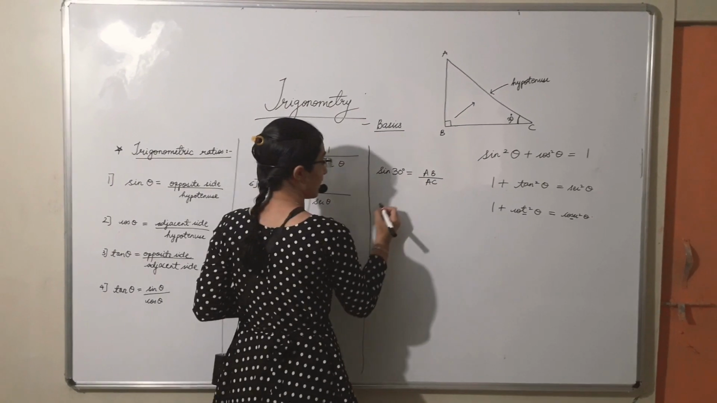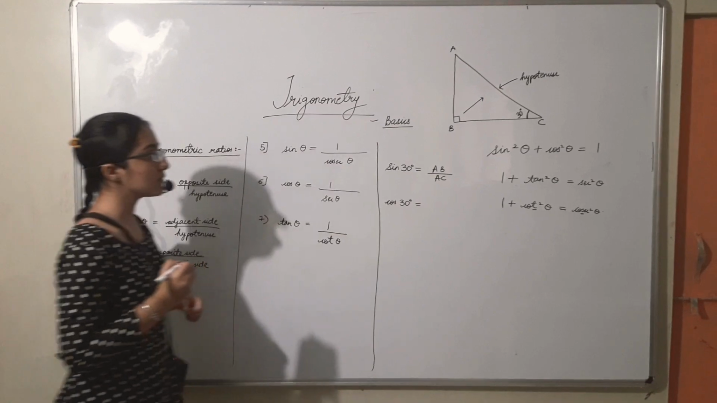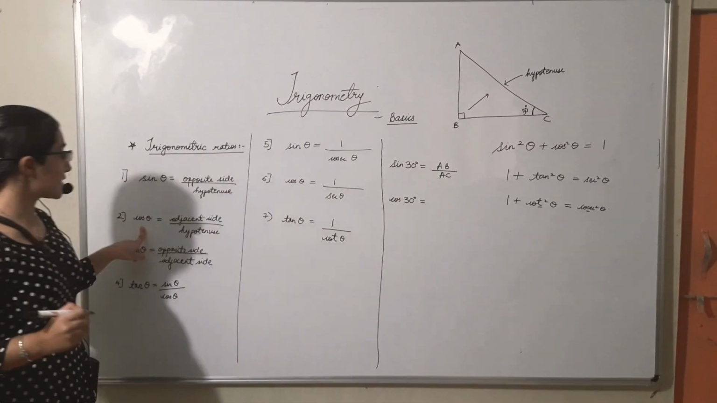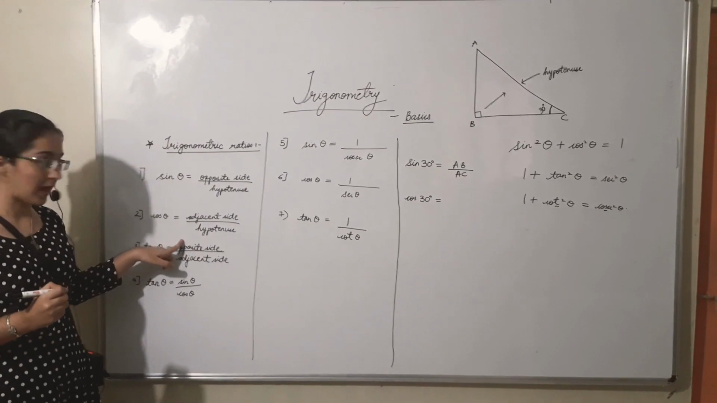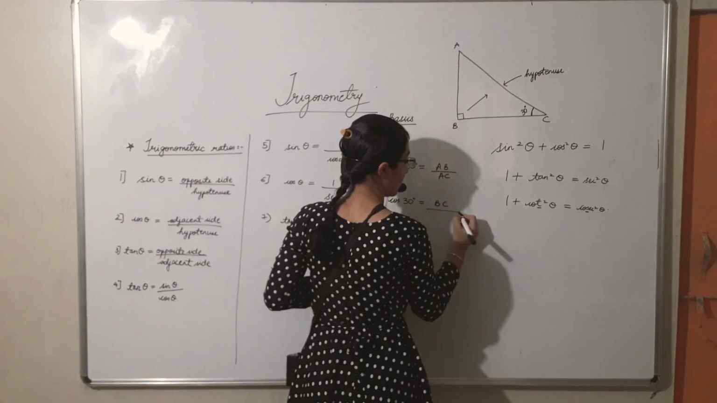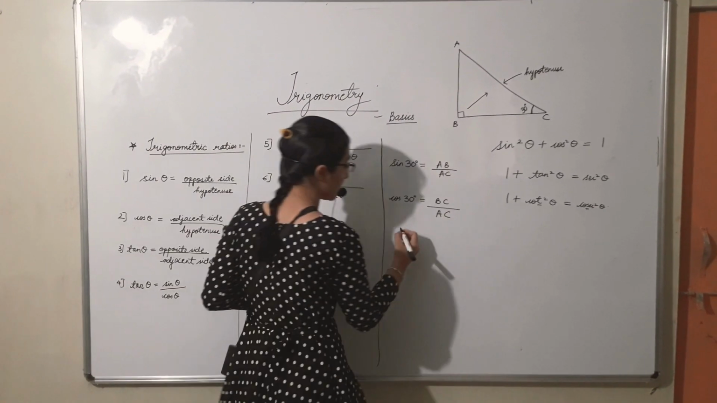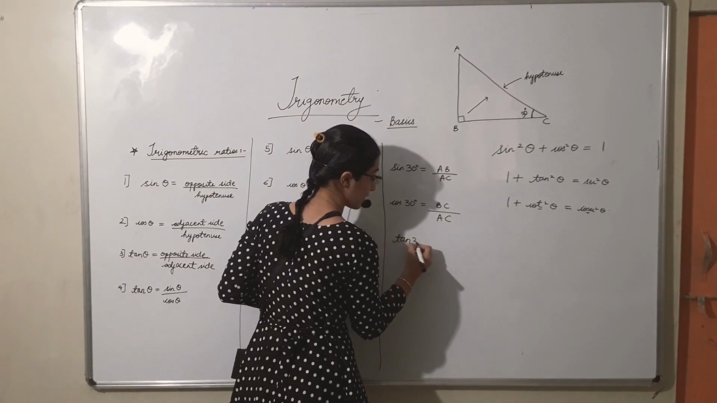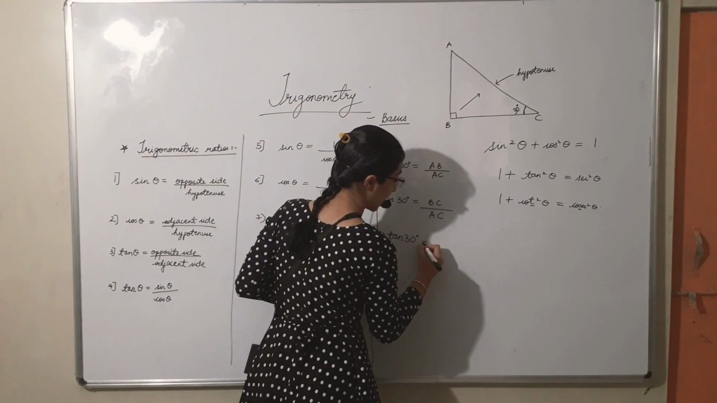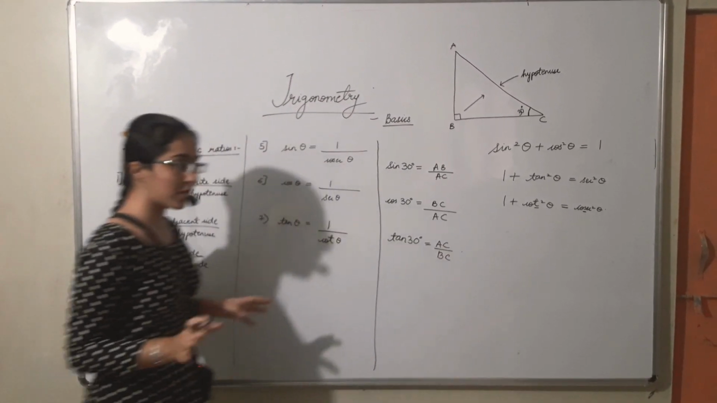Right? Next, what is cos 30 degree? BC by AC. How? Because cos theta is adjacent upon hypotenuse, so you will take BC upon AC. Can anyone tell me what is tan 30 degree? AB by BC, which is sin theta by cos theta. Just applying the formula, nothing else.